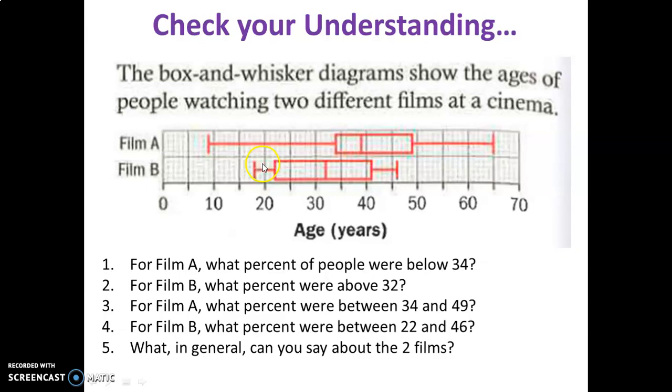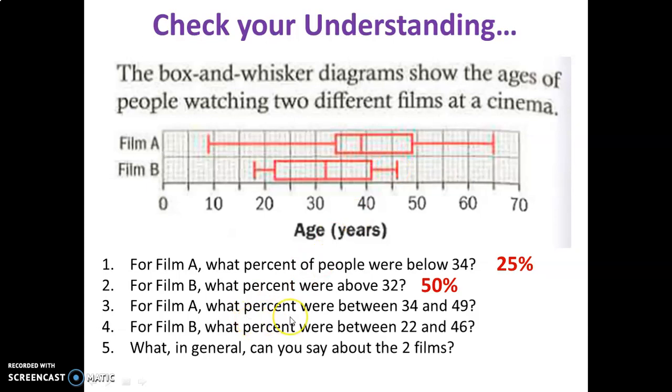Okay, this question, try this out. This represents data about 2 films, film A, film B, and the ages of the people watching those films. For film A, what percent of people were below 34 years of age? That answer is 25. Film A, 34 is here, and we can see that's Q1, therefore this is all your bottom 25% of ages. Great, next, for film B, what percent were above 32? All right, 50%. Next, where's that? 32, film B, yeah, this is 32, and that means this is 50% of the data above.